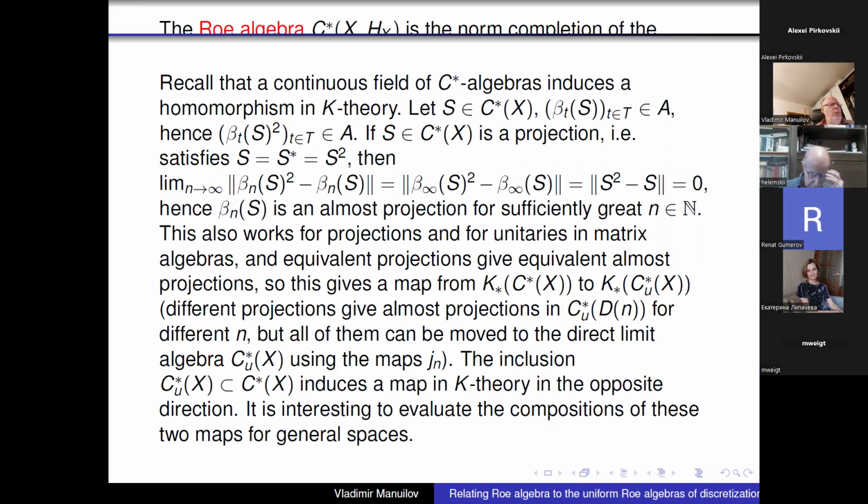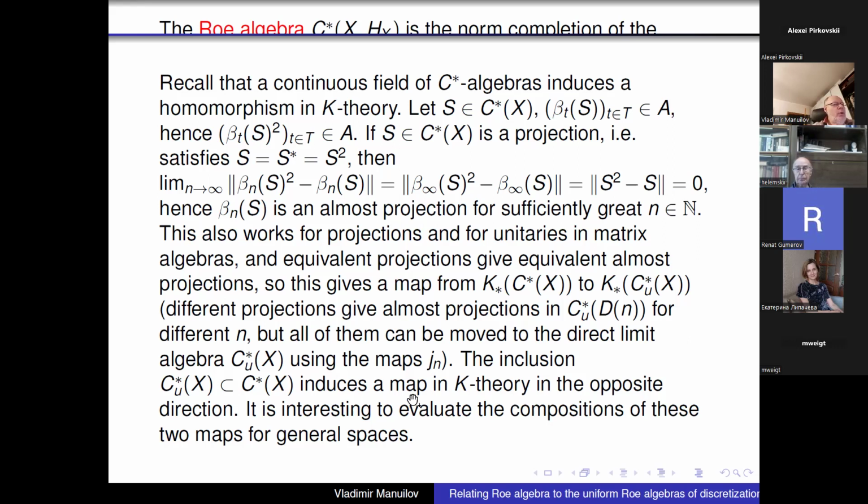So projections correspond to K0 and unitaries correspond to K1. And the same idea still works. If something is close to unitary, then there exists a unitary nearby. So this gives a map from the K-theory of the fiber over the limit point of the continuous field of C-star algebras to K-theory of the points before taking the limit. The inclusion, of course, induces a map in K-theory in the opposite direction.